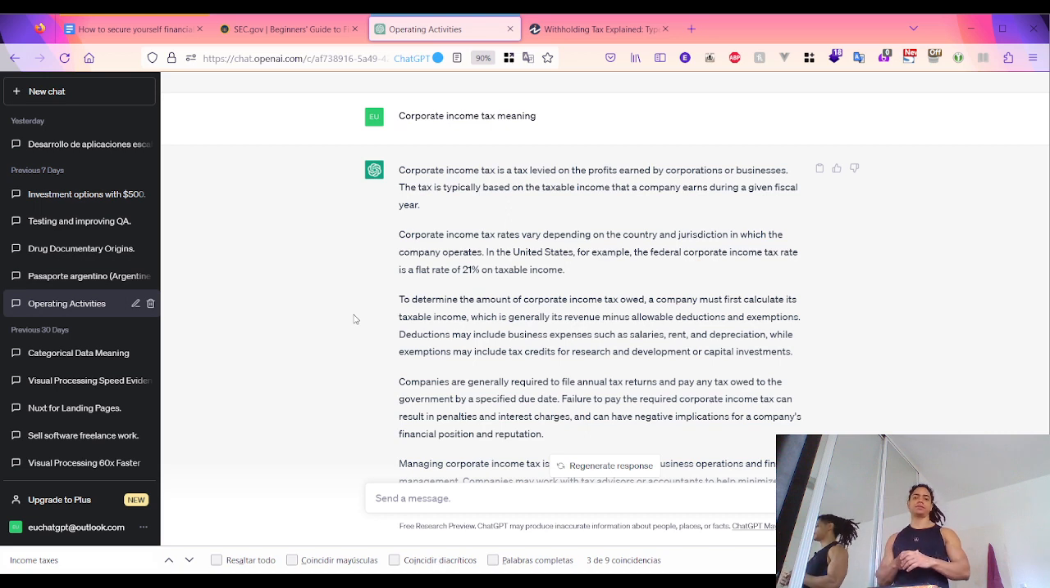In the U.S., until 2021, it is at a flat rate of 21%. This is a flat rate of 21%.